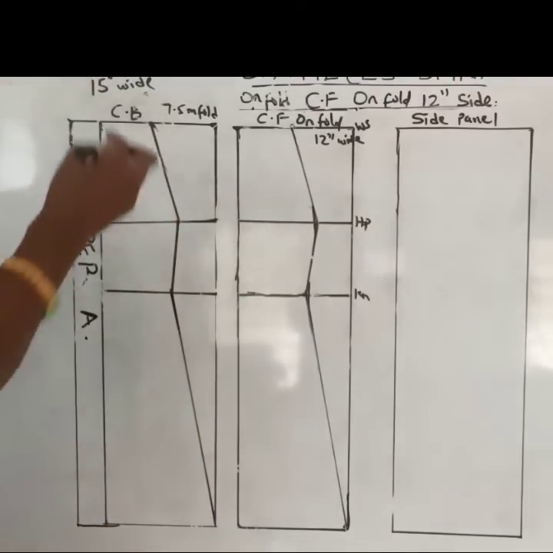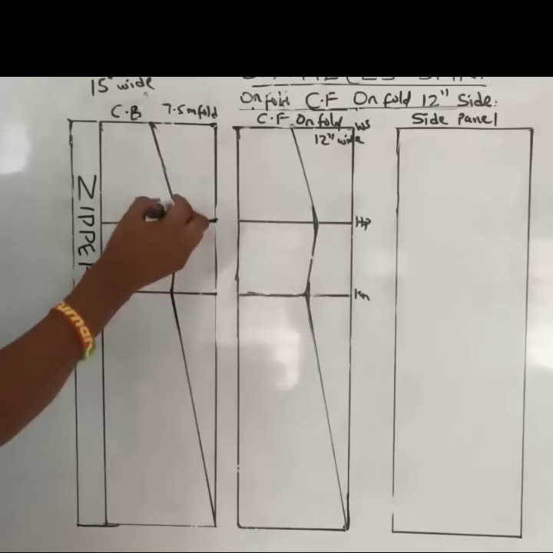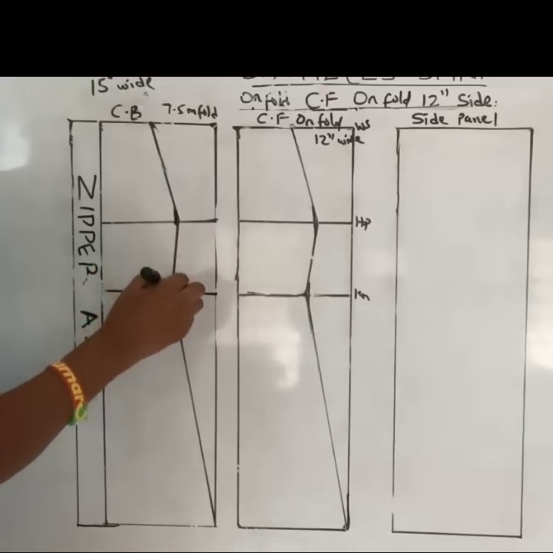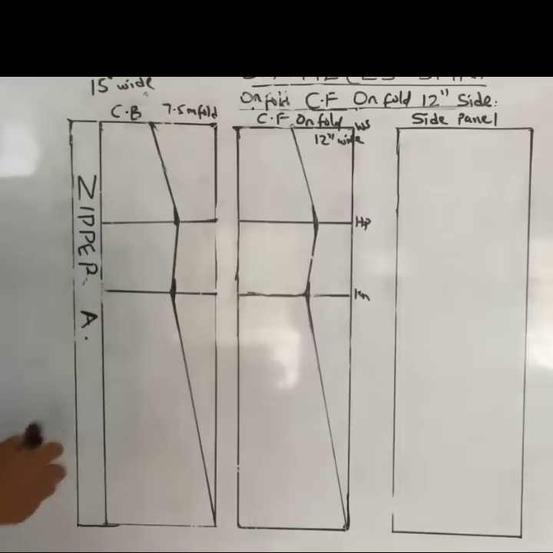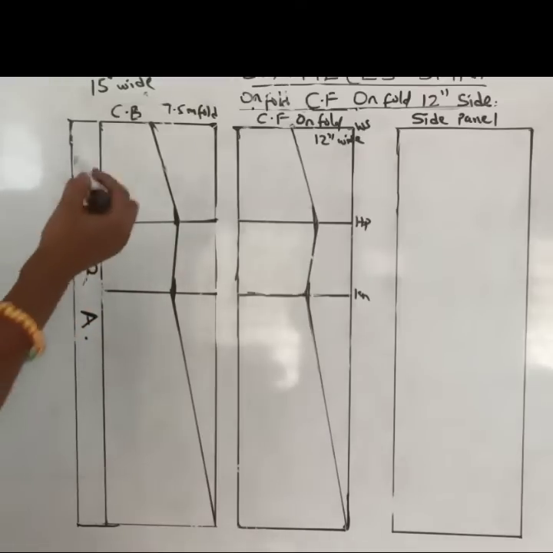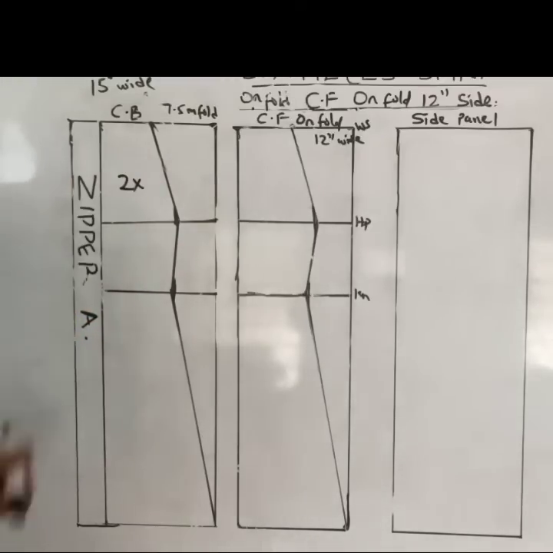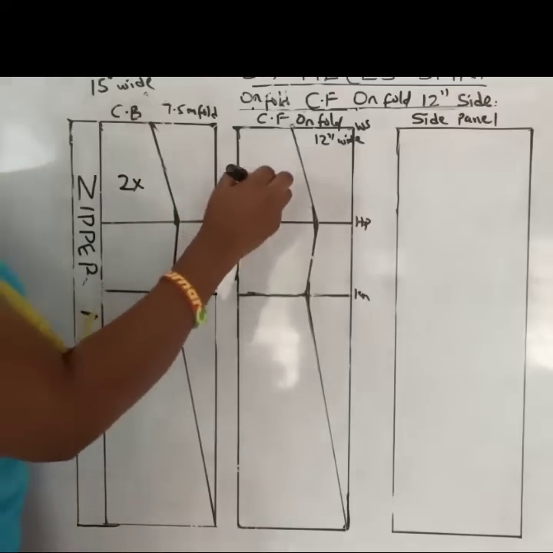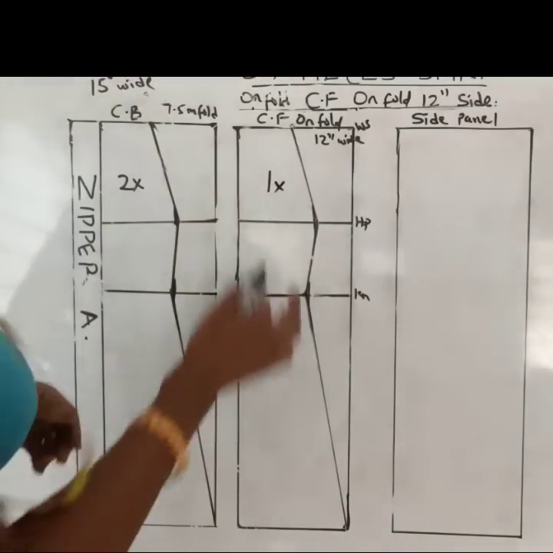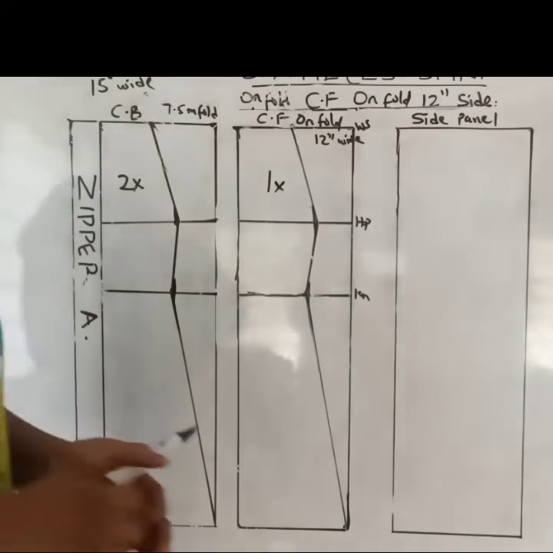So this is our center back, and of course you also blend here and here, no sharp corners, and then you now cut here open. So this will now be in two parts. You are going to have two of this, you are going to have one of this. So let's see how the back panel will be like.